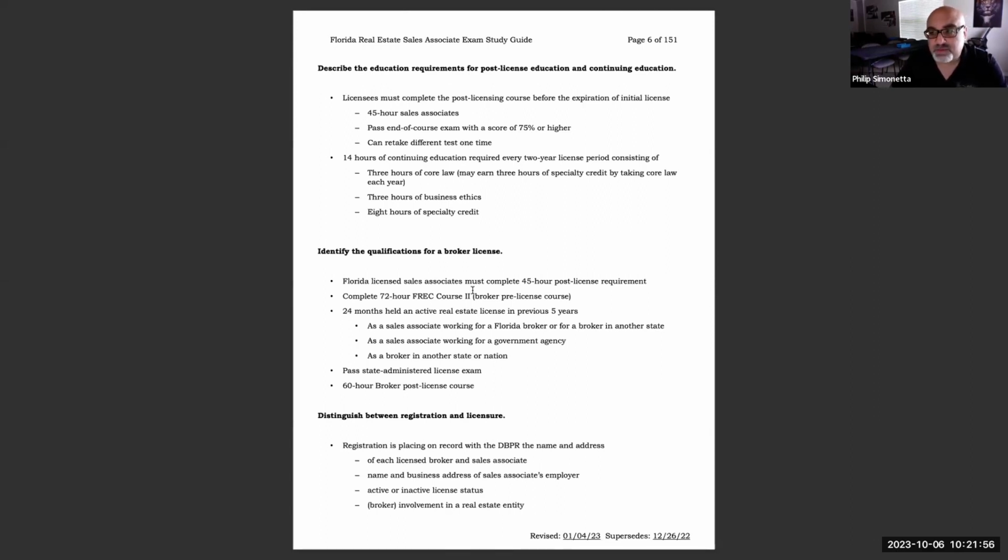And then after your first license renewal, when you do the 45-hour, moving on, you have to continue education at 14 hours for each 2-year licensing period. And of that 14 hours, you have 3 hours of core law, 3 hours of business ethics, and 8 hours of a specialty credit. So you can take two 4-hour classes of anything or one 8-hour class of anything. But that's the minimum you have to take. You can take more, but that's the minimum. Okay.